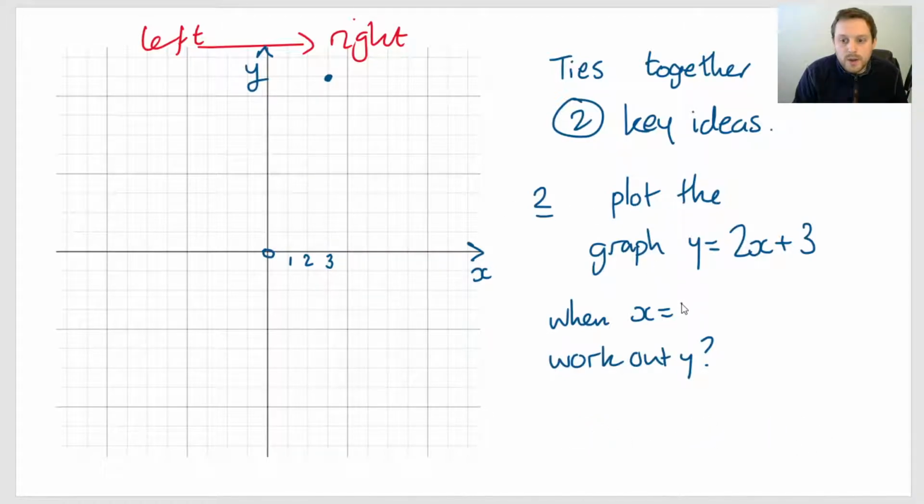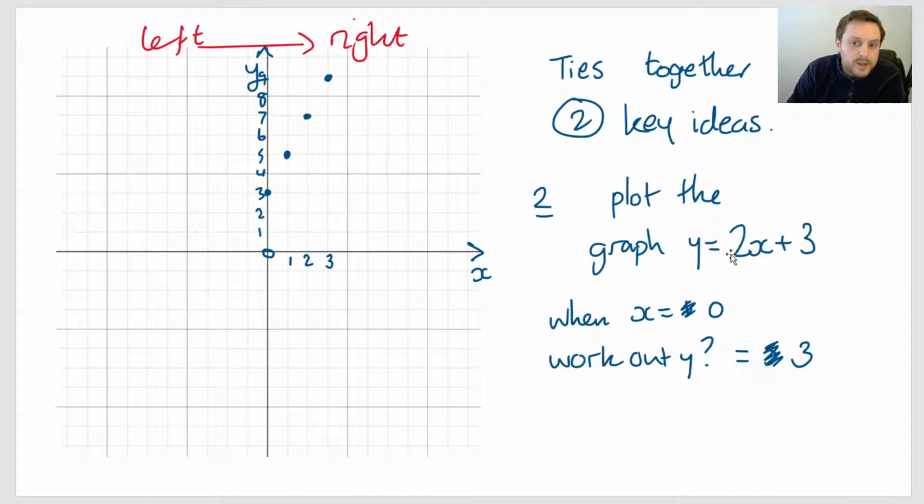When x is 2, what's y? I'll do 2 times 2 and then add 3. So 4 add 3 is 7. So it would be 2 and then 7, because here's 1, 2, 3, 4, 5, 6, 7, 8, and 9 there. Let's also do x is 1. When x is 1, y is 2 times 1, which is 2, add 3 is 5, so you get 1, 5. And then let's do 0 as well. When x is 0, y will be 3. So 0, 3 is this coordinate here.